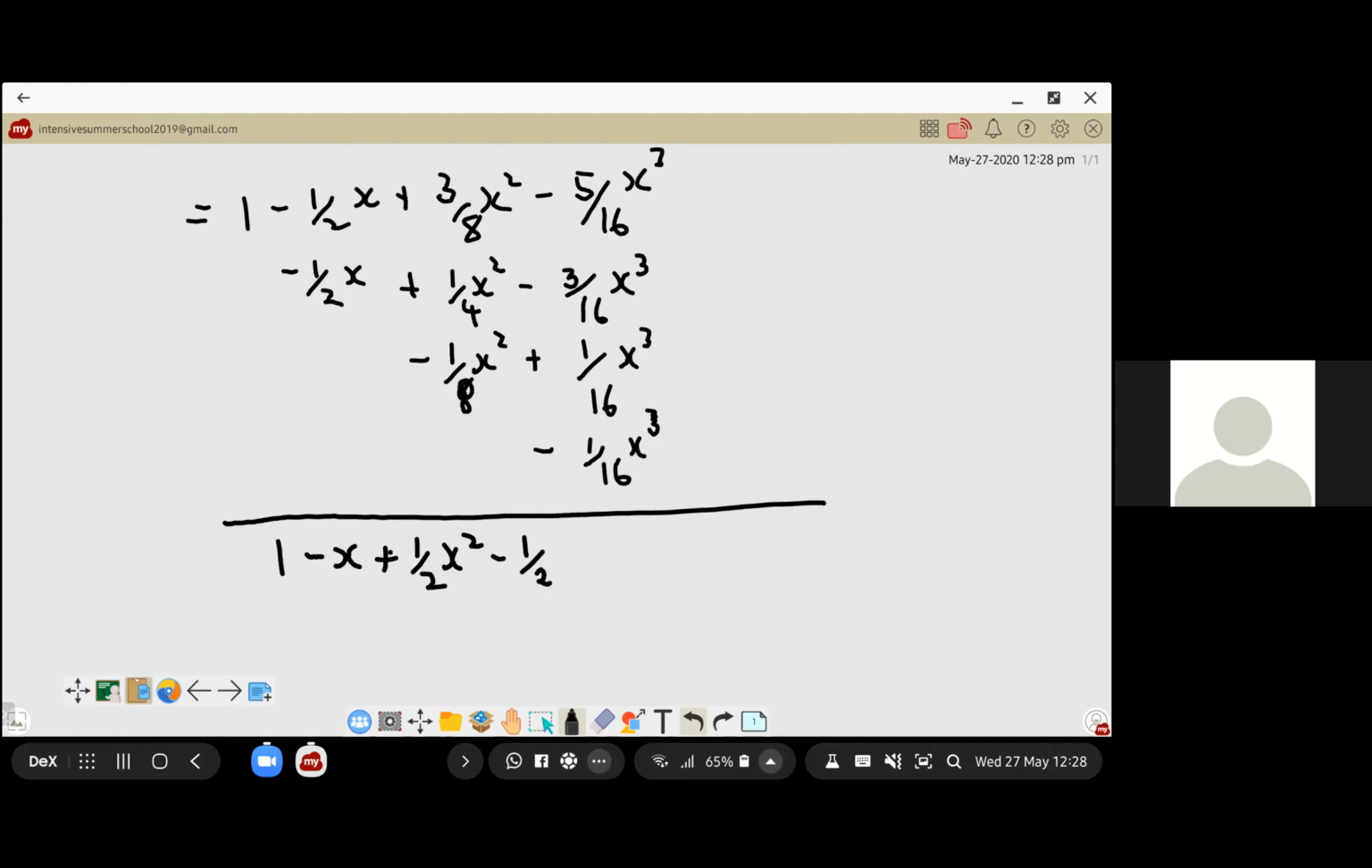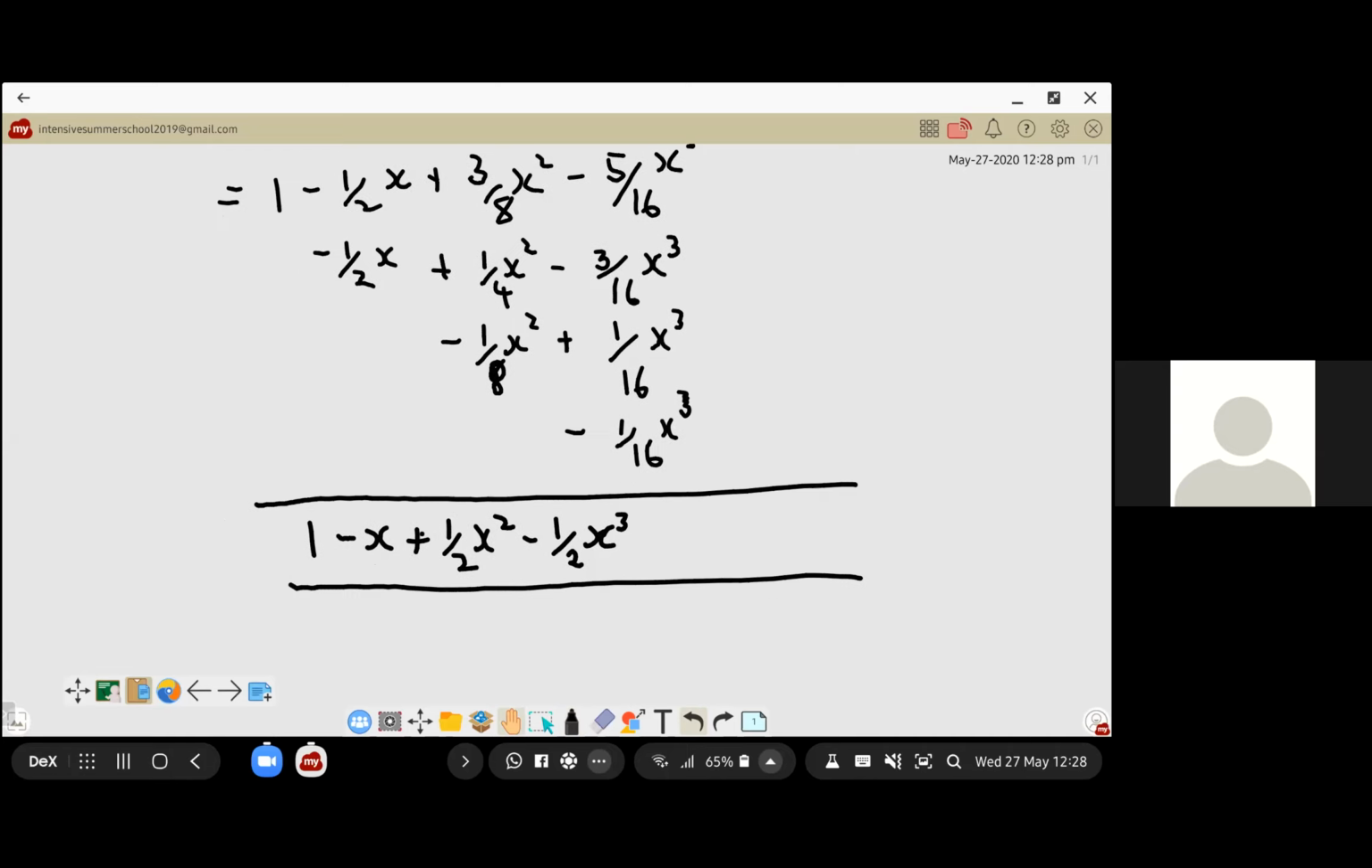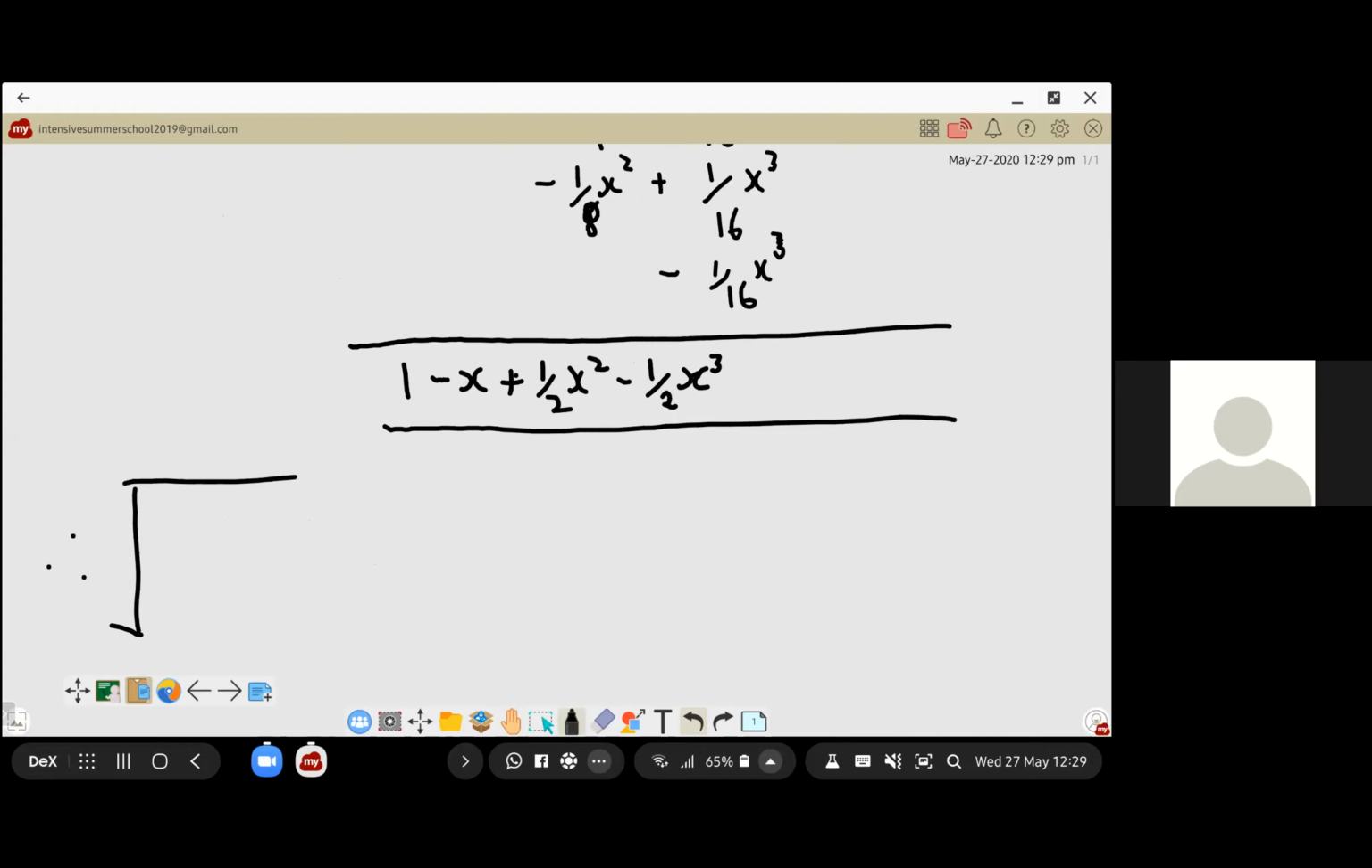Did you see how I cancelled out the negative 1 over 6 and the positive 1 over 6? So be on the lookout so that sometimes you don't have to waste all your time. You need time to do other questions. So this will be our final answer. Therefore, root of 1 minus x over 1 plus x is equal to 1 minus x plus half x squared minus half x cubed.